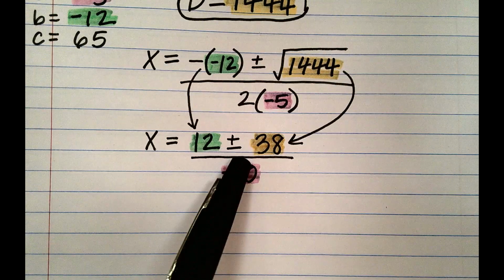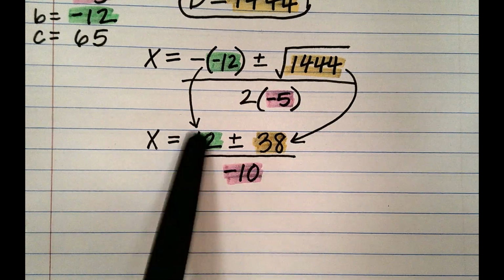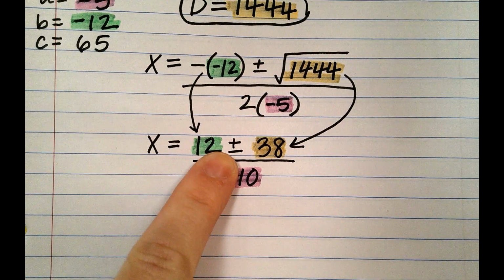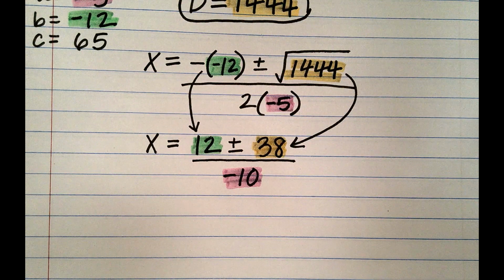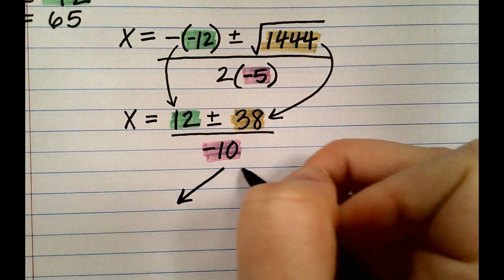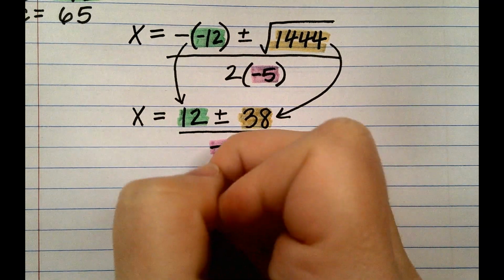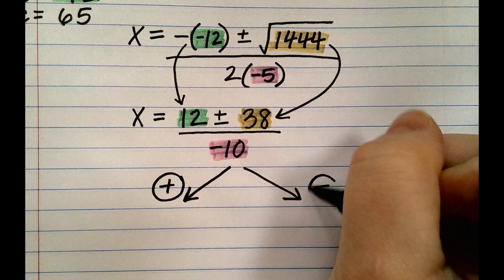I'm going to say at this point, once you have no more symbols, all you have is numbers, like we have here, we're going to separate our plus and our minus. So, this is where I draw 2 equations. There's going to be a plus and there's going to be a minus.